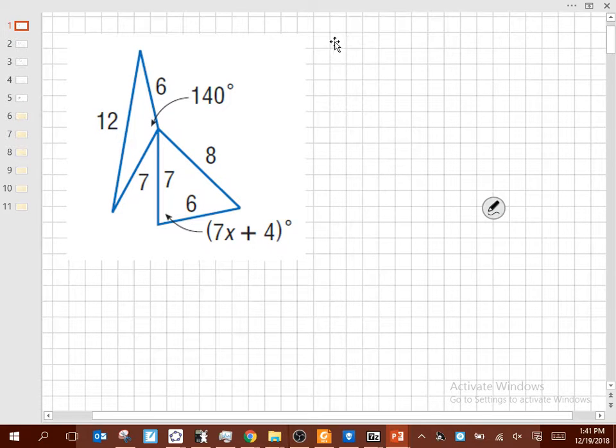As we're looking at this, we're looking at the side, side, side, and side, angle, side inequality theorems. Remember, side, side, side, what that means is that I know two sides congruent to two sides, and then I know the third side to be different. Side, angle, side, again, I start off with two sides being congruent to two sides, but then I know the included angles are different. Okay, so we kind of want to look at what we have here.